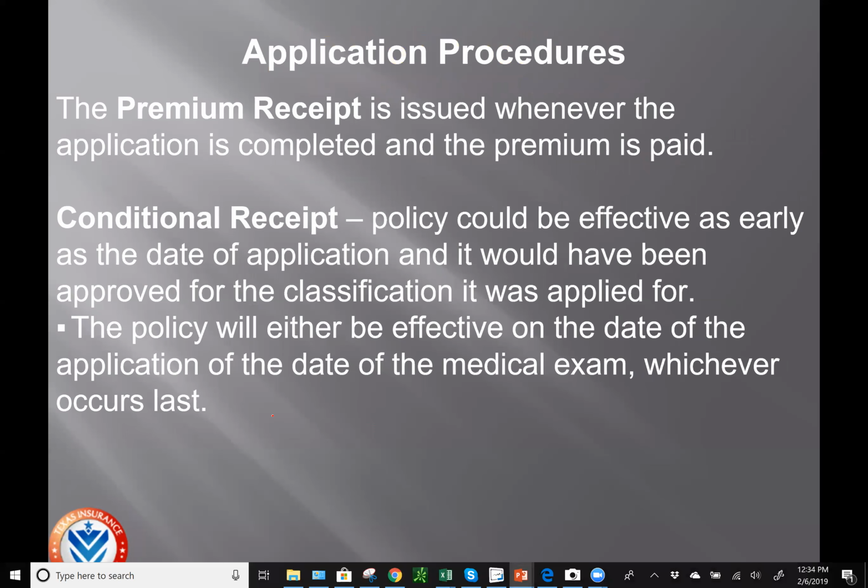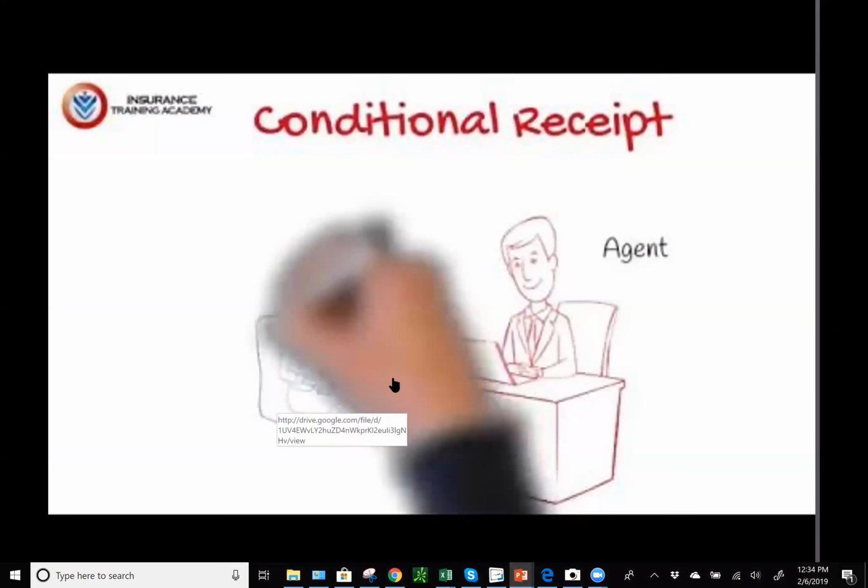Next, we're going to talk about a premium receipt. The most common type of premium receipt is a conditional receipt. A conditional receipt is only given to insured to pay some premium with their application. So let me show you a quick video on the conditional receipt.